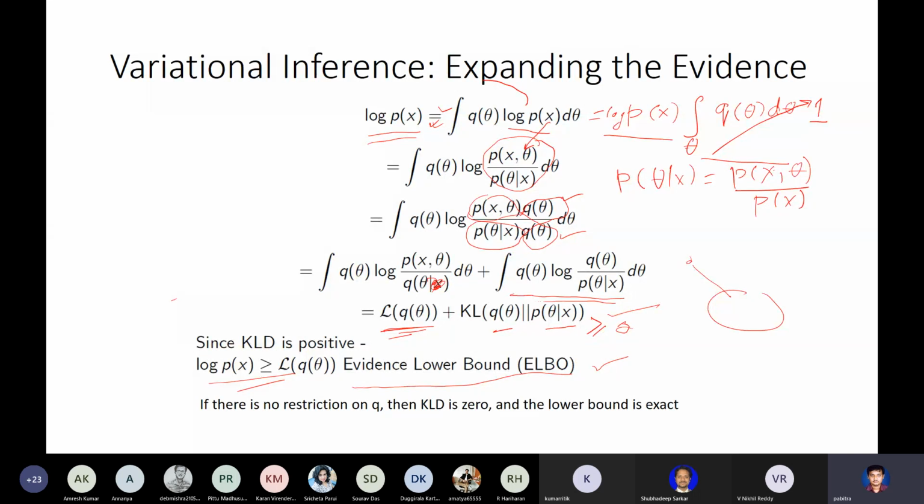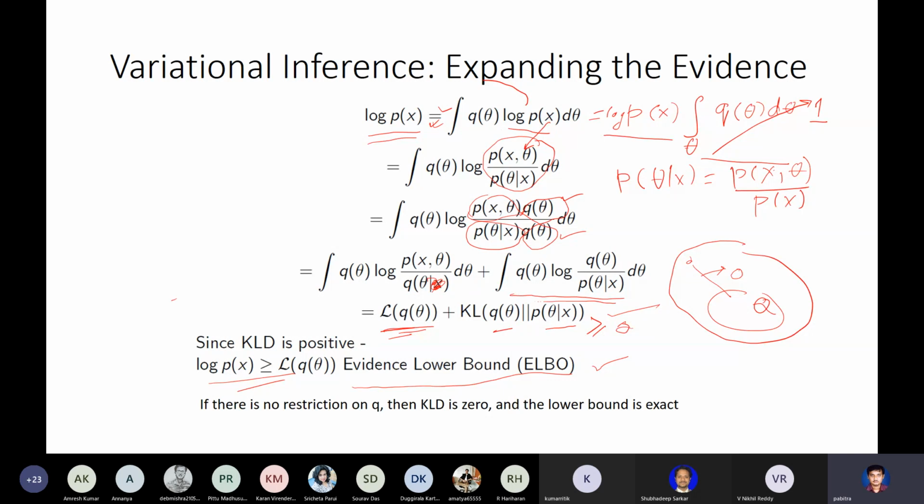It's called the ELBO. Note one thing: if you did not have any restriction on this Q, if Q can be anything, the entire set, then the smallest value that distance can take is 0, because then P is also part of Q. So this can become 0, and then this gap is equal to 0. This is not an inequality, this is an equality in that case. And Q equal to p theta(z|x) means there is no approximate inference anymore. It is exact Bayes. If your Q is all possible distributions, then it is no longer approximate inference, it is exact inference. Q is exactly equal to the posterior.